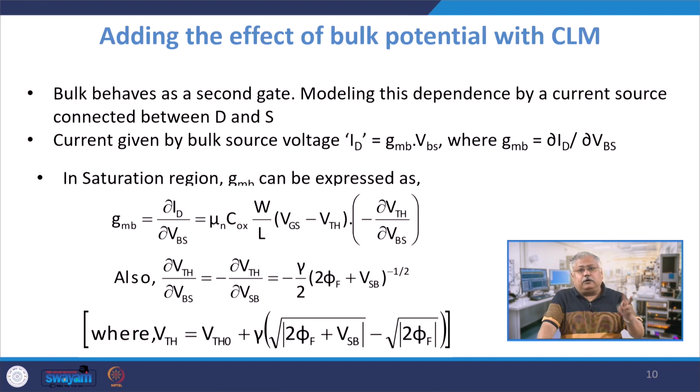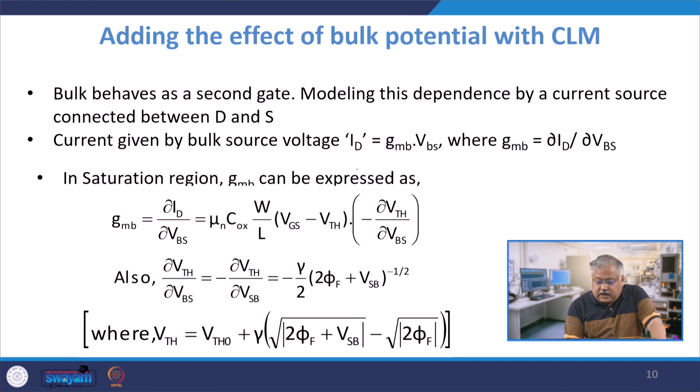Now let's take two effects together. We have already studied the bulk potential effect and the CLM effect together. Now if you remember in our previous discussion, we were saying the bulk second order effect. So the bulk or the body behaves as a second gate. You have a top gate and you also have a bottom gate effectively available there, and therefore the current will not only depend upon the top gate, but it will also depend upon the bottom gate.